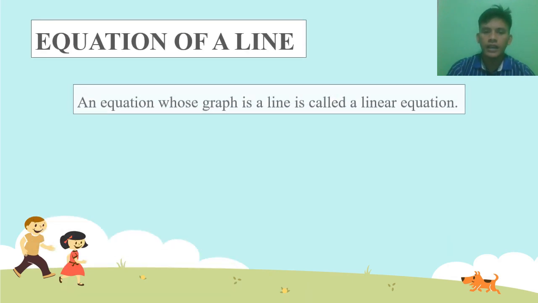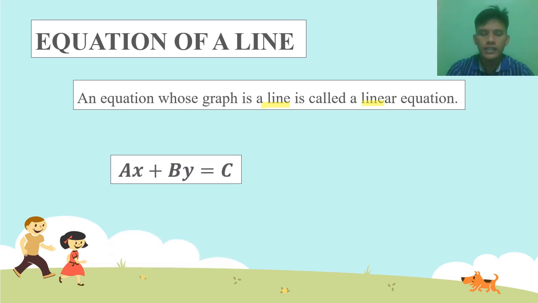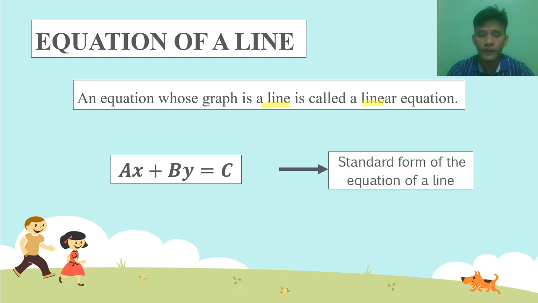An equation whose graph is a line is called a linear equation. From the word line, you can form a graph, and that is a line. ax plus by is equal to c. Any linear equation can be written in standard form. The properties of equality will be used in transforming any linear equation into standard form.